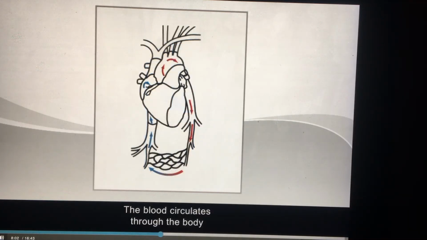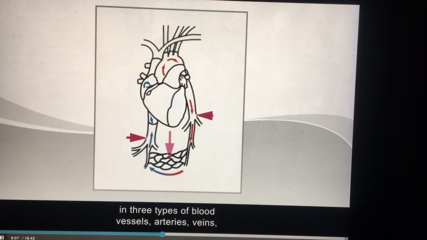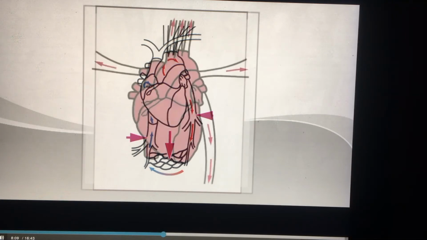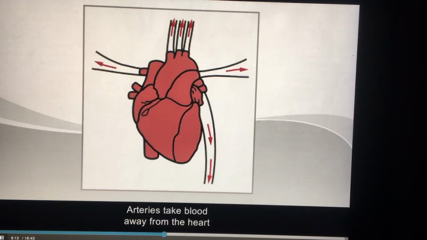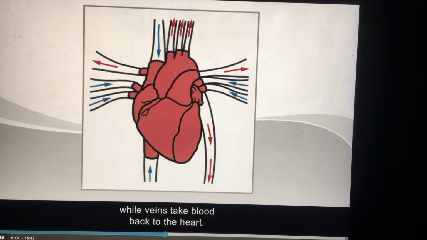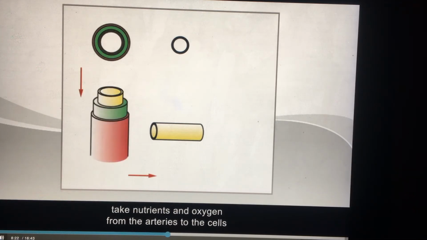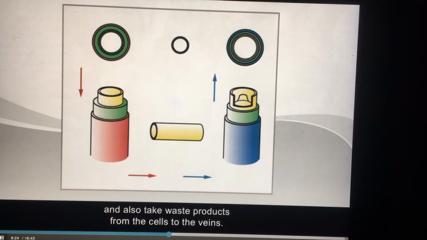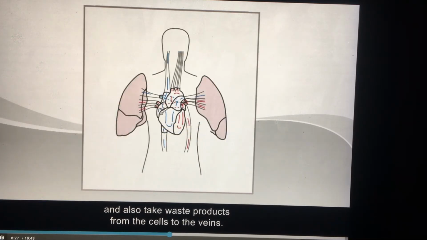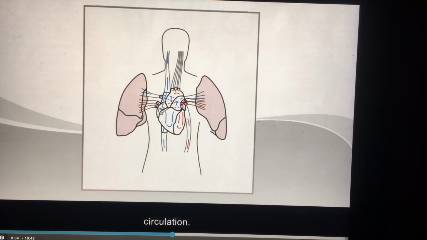The blood circulates through the body in 3 types of blood vessels: arteries, veins, and capillaries. Arteries take blood away from the heart, while veins take blood back to the heart. Capillaries are small vessels that take nutrients and oxygen from the arteries to the cells and also take waste products from the cells to the veins. This process of blood traveling from the heart through the body and back to the heart is called systemic or general circulation. See your textbook for a complete description of how this process works.